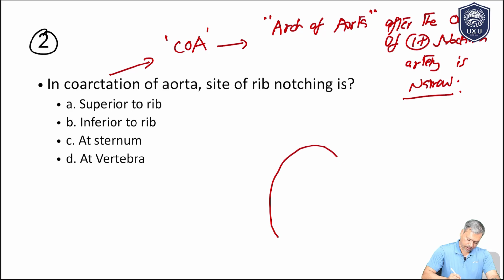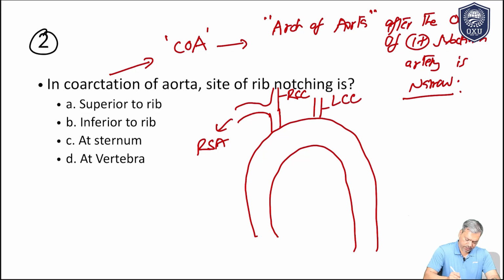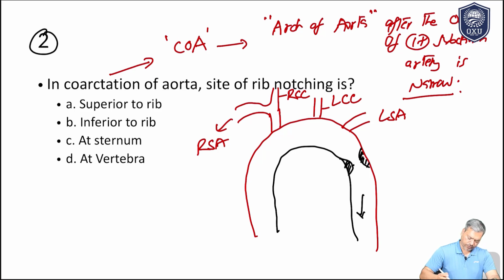Let me draw a very simple diagram here to make you understand. This is the brachiocephalic trunk, which has two branches, the right subclavian artery and the right common carotid artery. This is the left common carotid and here is the left subclavian artery. After the left subclavian artery originates, right here, there is the problem of coarctation of the aorta. Now the blood going to the lower limbs and lower part of the body is very less. As a result, a compensatory mechanism will be activated in the body and there will be formation of collaterals.